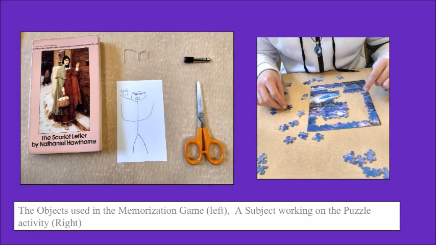On the left, we have the objects used in our first activity, starting with The Scarlet Letter by Nathaniel Hawthorne, an audio jack, a drawing saying, "Hello, Paul," an orange pair of scissors, and a paperclip bent to look like an M.